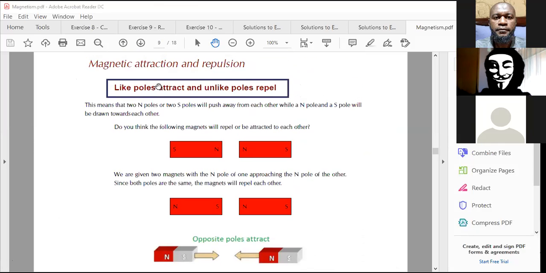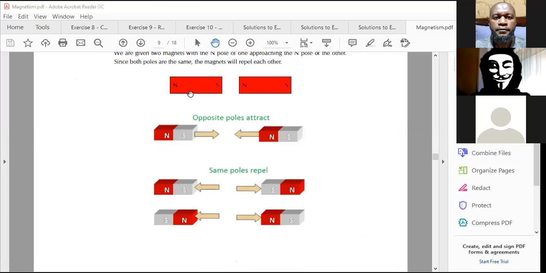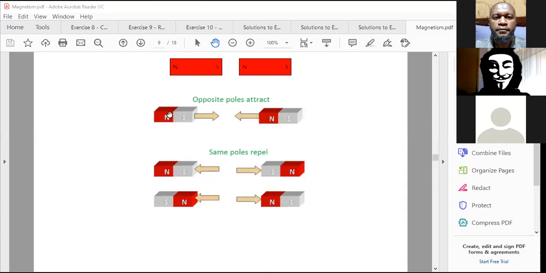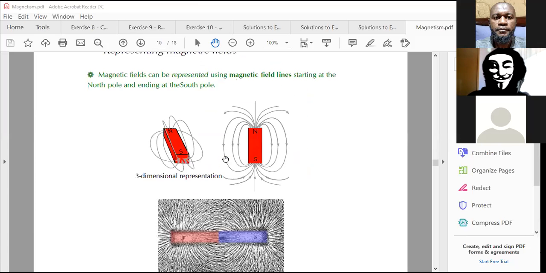Then last time I think there was a mistake here. Like poles, still there's a mistake here. I didn't correct this one, but it's fine here. I think I've added it here. Opposite poles attract, right? Opposite poles attract, and like poles repel. So same poles repel, and opposite poles, they do attract, right?